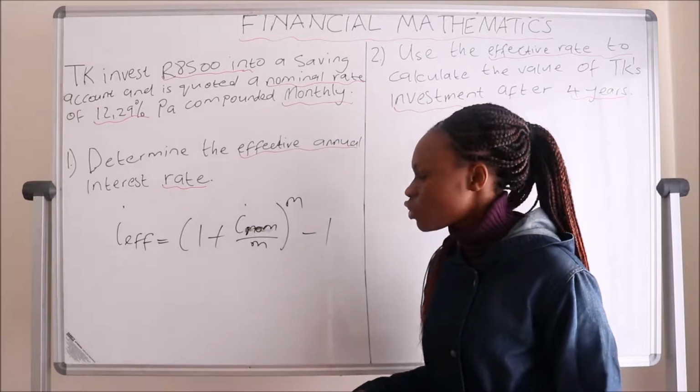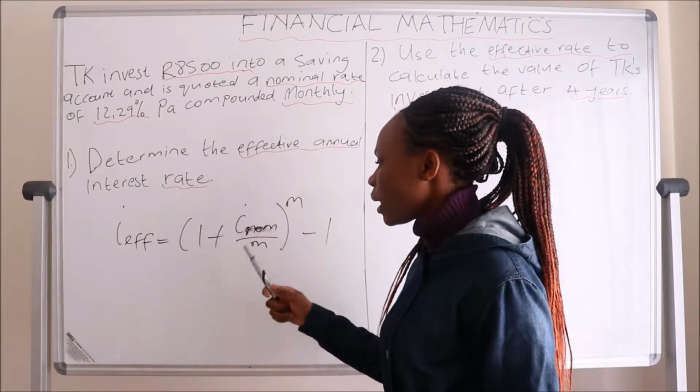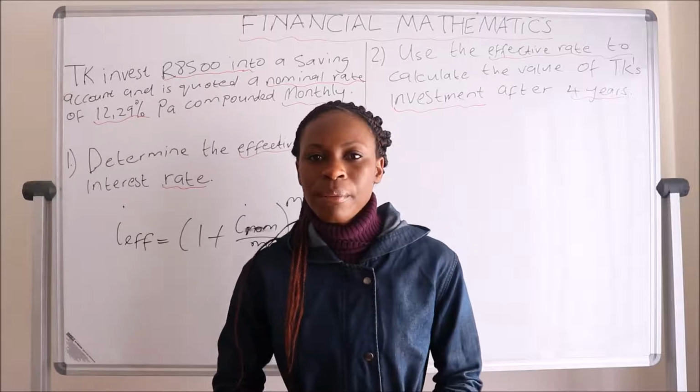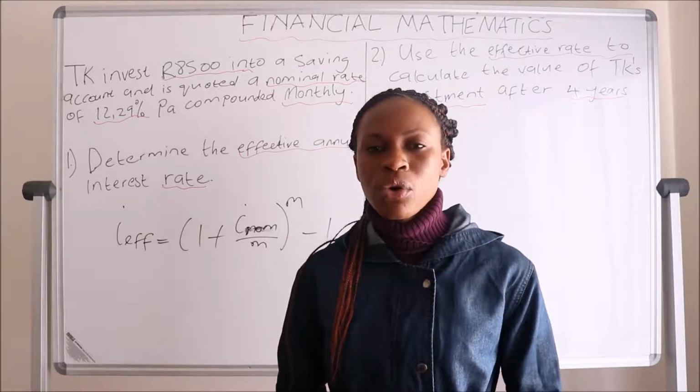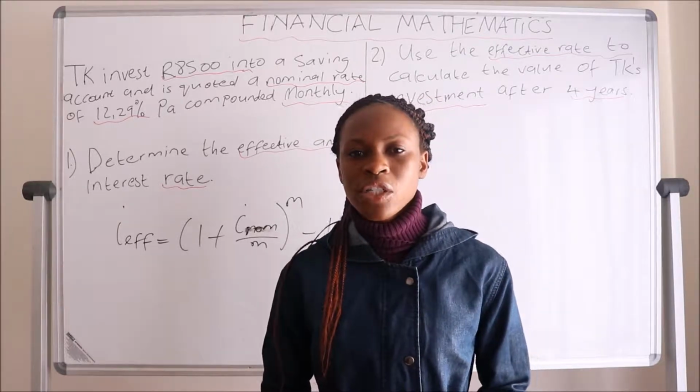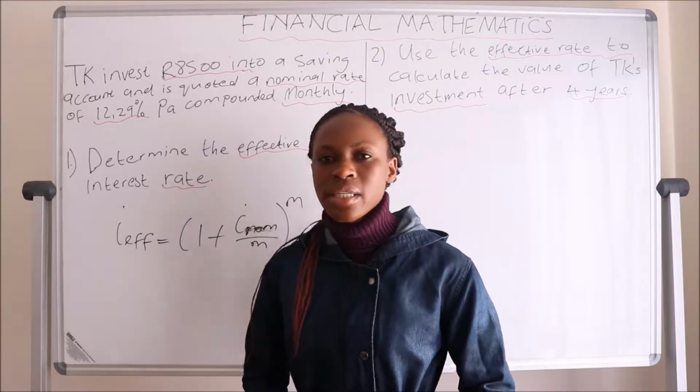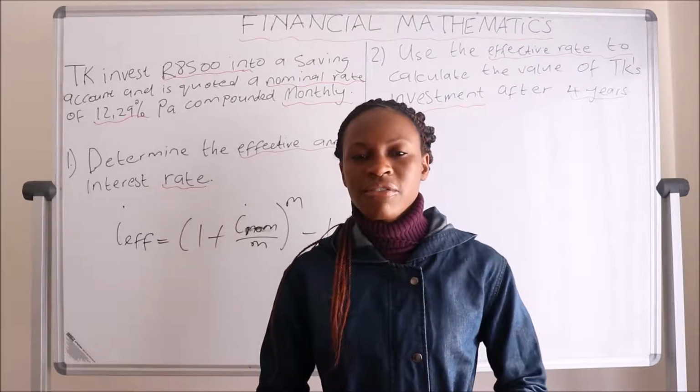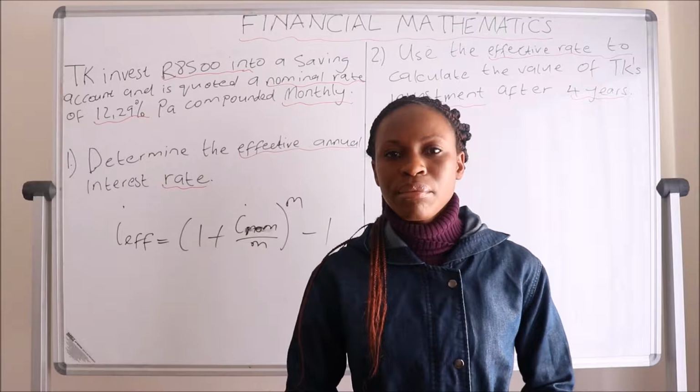Another thing that you must also understand is that the nominal interest rate is what you are quoted at the bank or when you are making an investment, and the effective interest rate is the interest rate that you receive after the compounding has taken place.